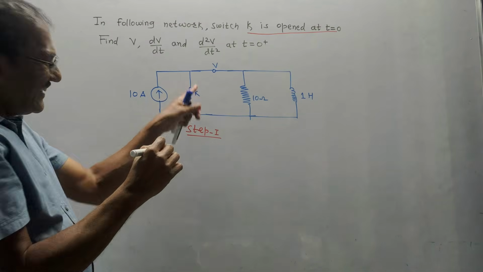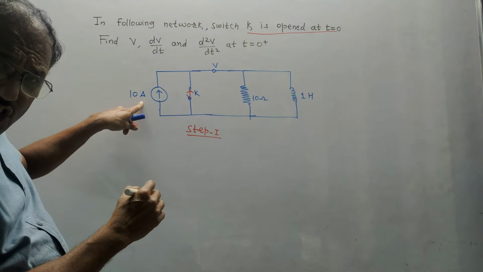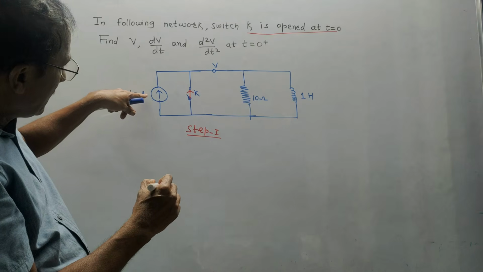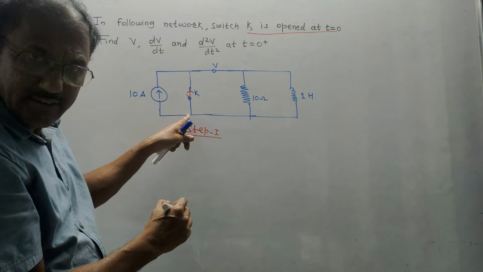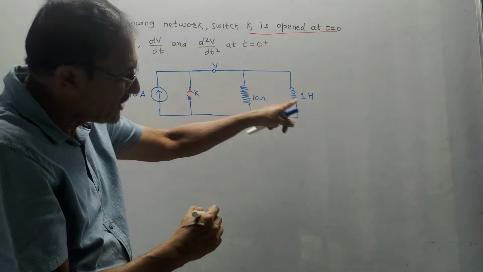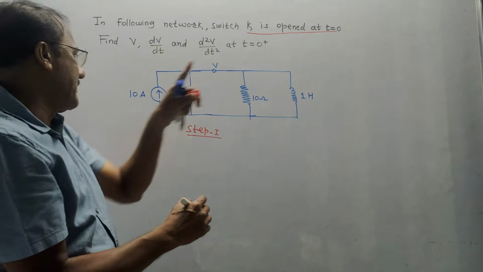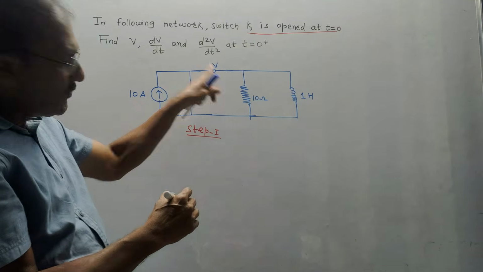So it clearly indicates, see, in the given question, there is only one current source. And there are three branches. One, this branch containing a switch, then resistor, and then an inductor. This is the voltage we marked in the question.